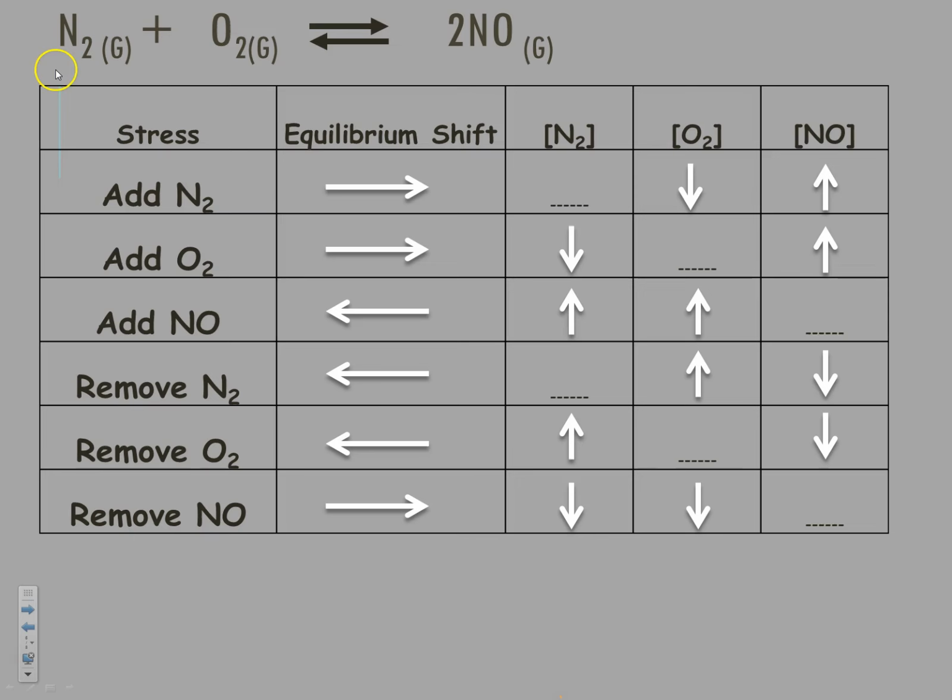Removing substances, we remove N2. It goes to try and create new N2 to replace what we're removing, so it goes to the left. Okay, if it's going left, we're producing N2 and O2. We're using up NO.